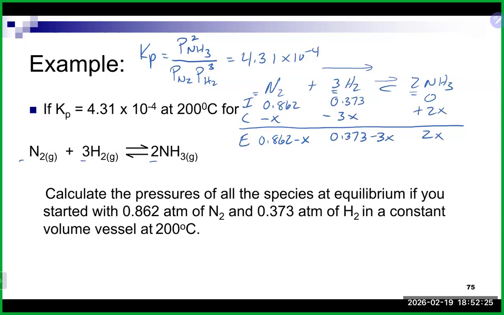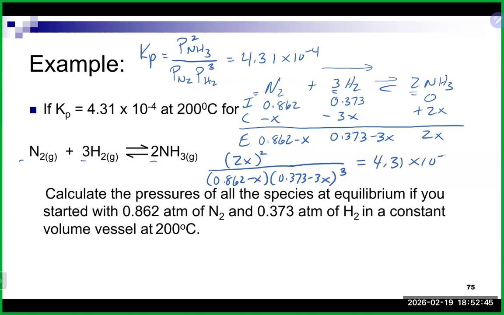All right, so we're going to go into our expression. That's going to give us a 2x squared up on top. That's going to give us a 0.862 minus x and a 0.373 minus 3x. That's going to be cubed, and that's going to equal our 4.31 times 10 to the minus 4 in this case. And really at this point, clearly the right answer is just to go to the next problem because nobody should do this one, right?